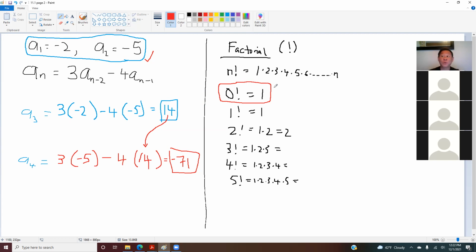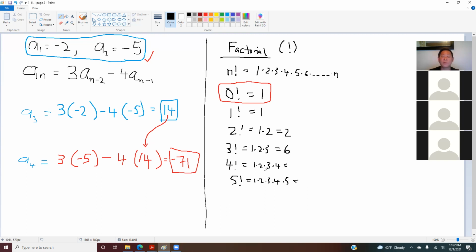You can find the proof if you go to YouTube and search it: proof 0 factorial is 1, and there will be lots of proofs about this. So make sure you guys know that. 1 factorial is 1 because it only starts with 1. 2 factorial is 1 times 2, so you get 2. 3 factorial is 1 times 2 times 3, and when you multiply this, you will get 6. So 3 factorial in this case is 6.